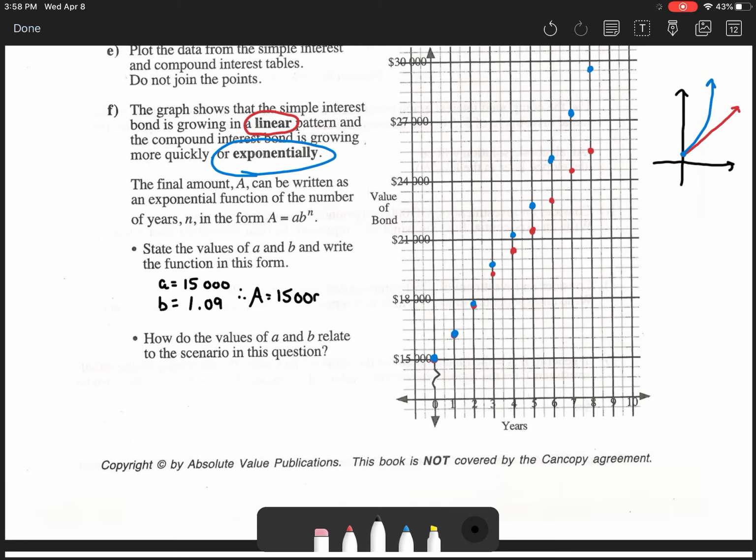Okay, so when I go and write the equation there, it'll be A is equal to 15,000 times 1.09 to the exponent of n, which is what they told me it would be at the beginning of the question. So again, how do a and b relate to this scenario? Well, a is your initial investment, so how much money you start with.